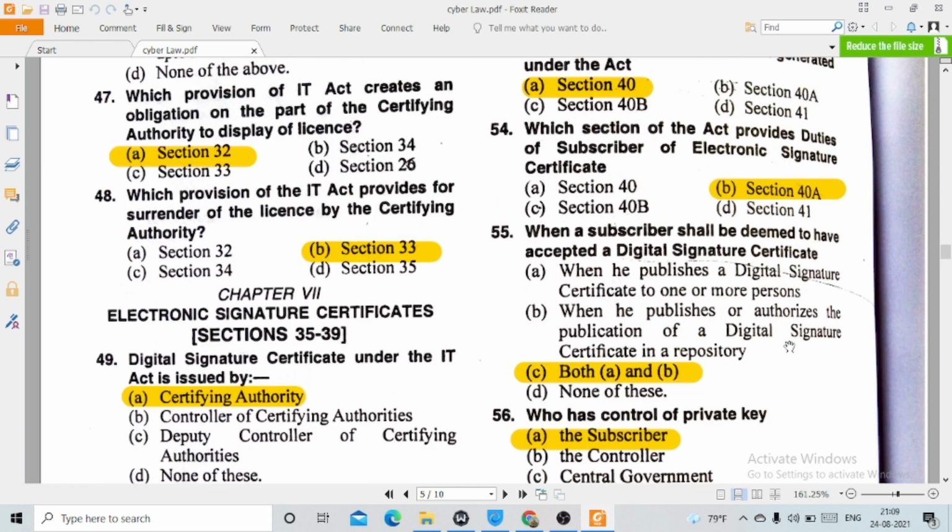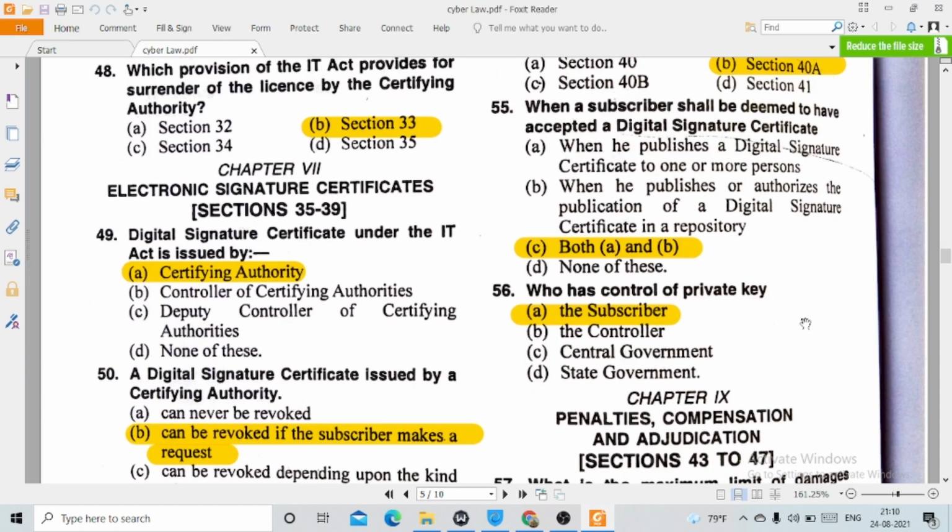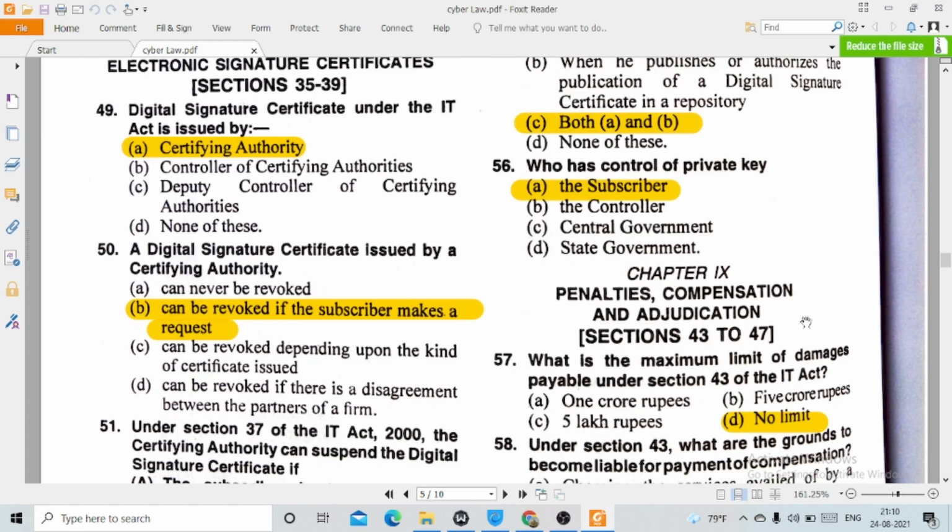55. When shall a subscriber be deemed to have accepted a digital signature certificate? So when the subscriber is deemed to have accepted a digital signature certificate, this is in the case of both A and B: when he publishes a digital signature certificate to one or more persons, and B, when he publishes or authorizes the publication of a digital signature certificate in a repository. 56. Who has the control of the private key? Option number A, the subscriber.